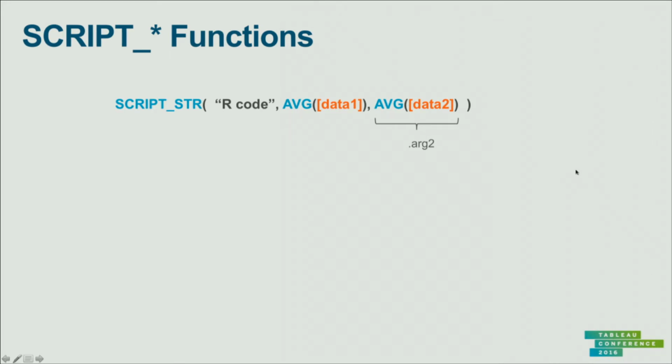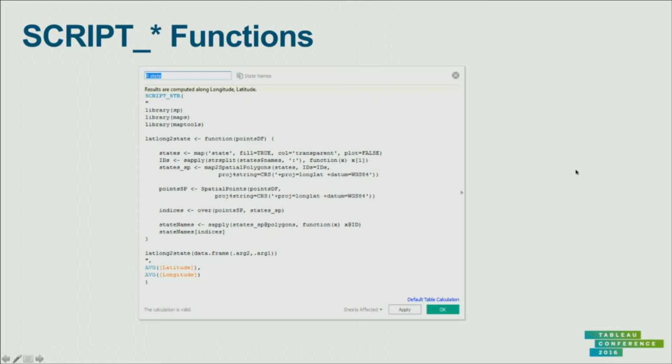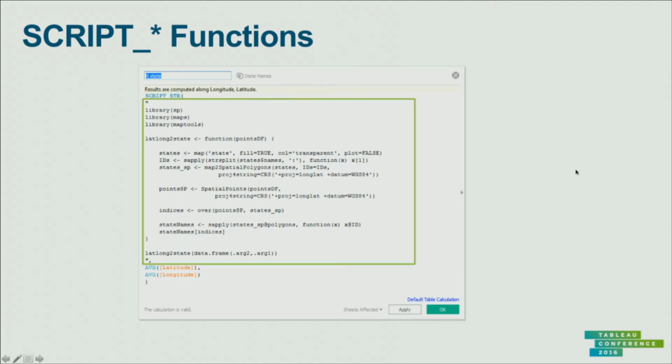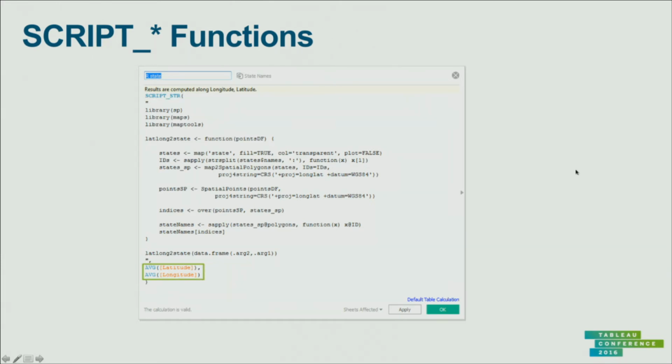So that all turns into a calculation that says, send this to R. So let's look at how this worked in the calculation I wrote. Here's the calculated field. We've got the script string on top that says this is going to be a calculation, returning a string, talk to R. There's the R code. I'll walk through this in a bit. And down there, that's the data from Tableau, latitude and longitude values. That's what we need in order to return the state, is just those 2 values.